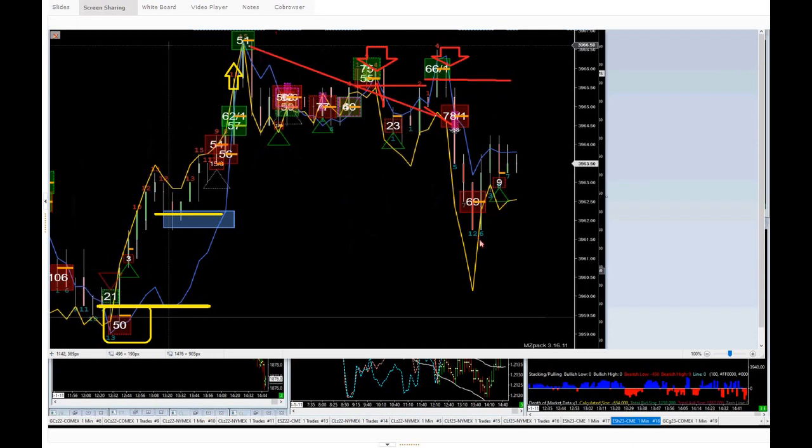If the sellers get too heavy, too many sellers, time to go up. Too many buyers, time to go down. It's really that straightforward, guys. If there's too many buyers, the price goes down. If there's too many sellers, the price goes up.